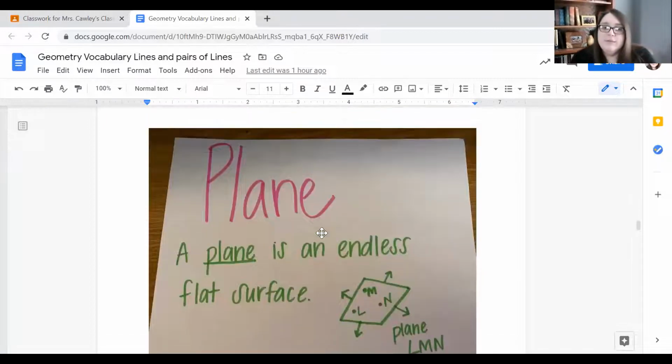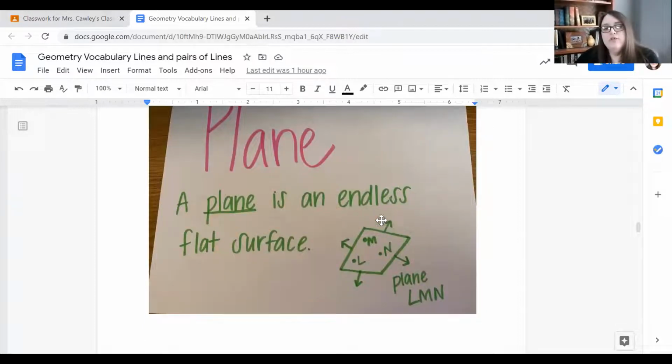My next word is plane. A plane is an endless flat surface, okay? So here is a picture. Make sure you draw your arrows. An arrow is just showing that it goes on forever. So endless, forever, those words, that is what an arrow shows when you look at a line, okay? So here's my picture.